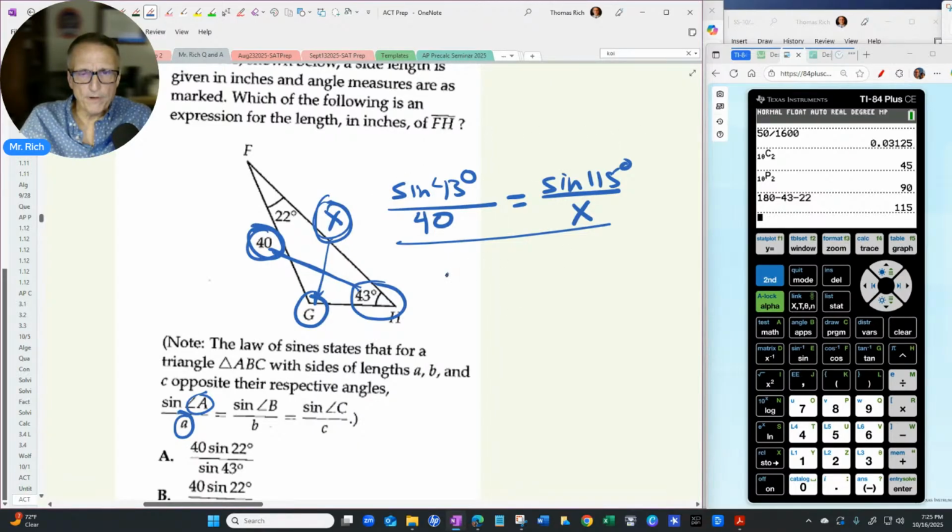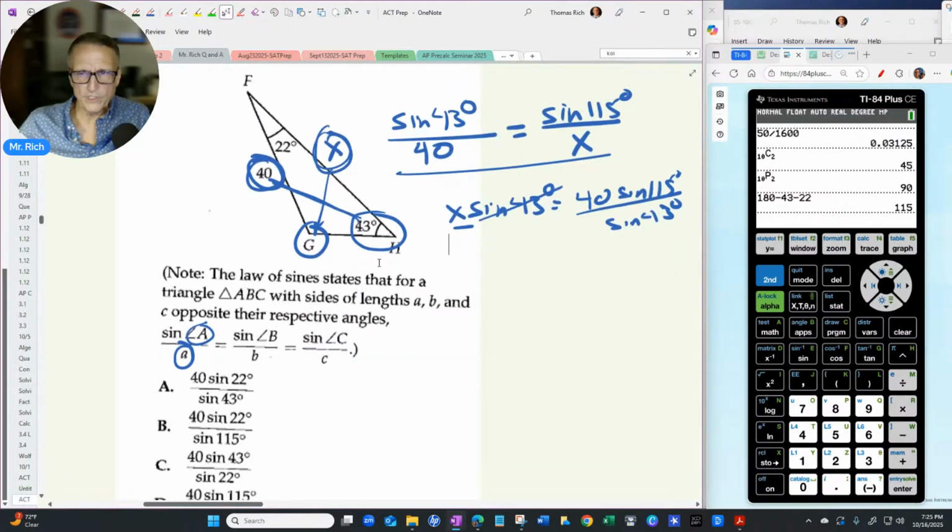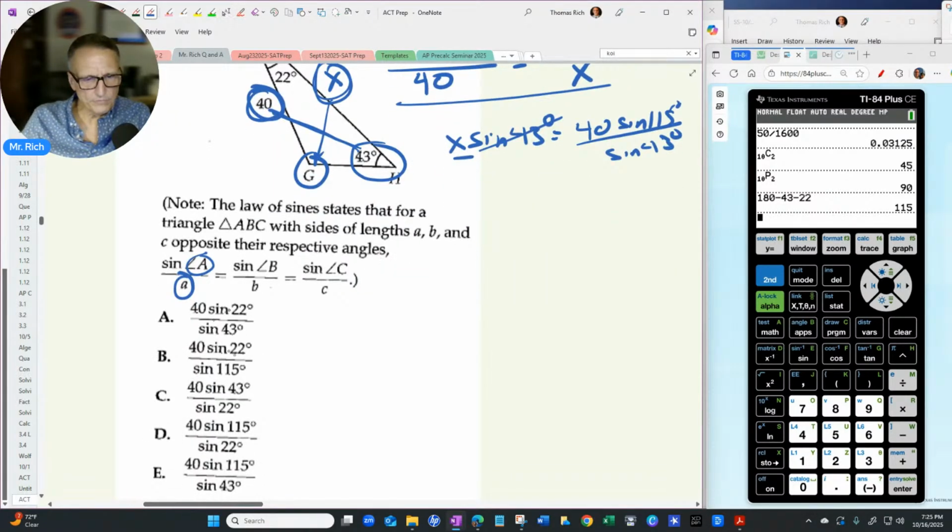If I cross multiply, I get x times the sine of 43 is equal to 40 times the sine of 115, and then I would be dividing by sine 43. And that gives me the x that I'm looking for. And then when you look at your answer choices, we can match that up. And it looks like answer E. So you can tell this is one of the old style questions because it's got 5 answer choices. But the new one, as I said, has only 4 answer choices. So there it is. So that's going to be my answer there.